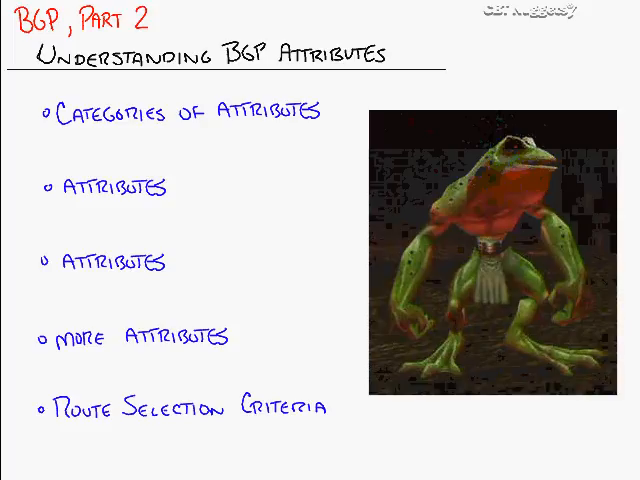BGP is so flexible that we're going to go through an entire nugget just talking about all the different types of attributes that we have to manipulate our routing tables. And then finally, in the last section of this nugget, we will say, okay, how do all these attributes come together so that your router is able to pick the best possible route?